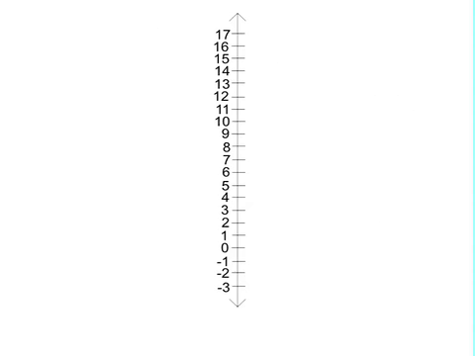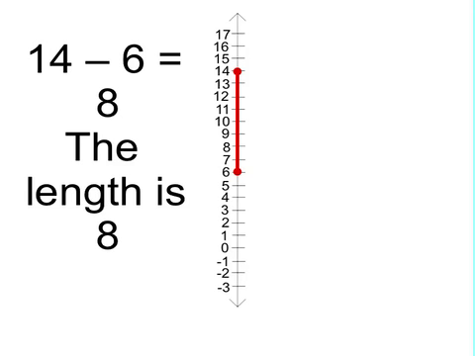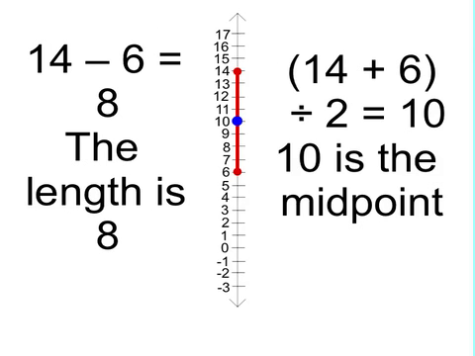Here's a vertical number line. We'll place a segment on that that starts at 6 and goes to 14. 14 take away 6 is 8, so the length is 8. And 14 plus 6 is 20. And 20 divided by 2 is 10. The average of the two endpoints is 10, so the midpoint is 10.